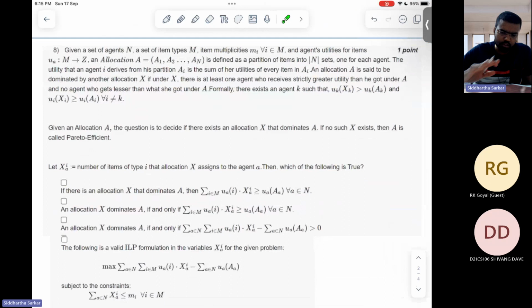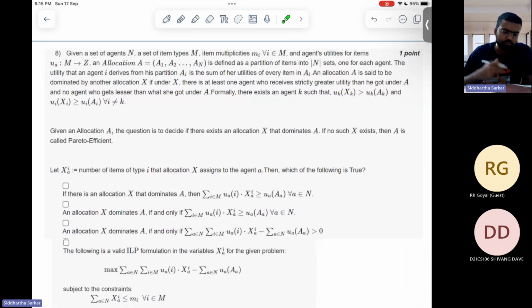So let's look at this question. This question is not part of the immediate assignment that we have. So I'll give you a minute or so to read the question.